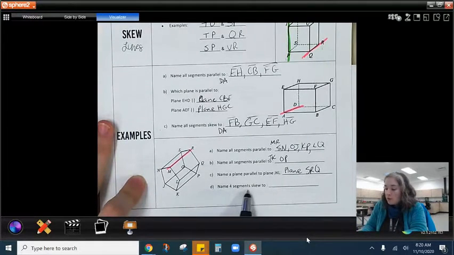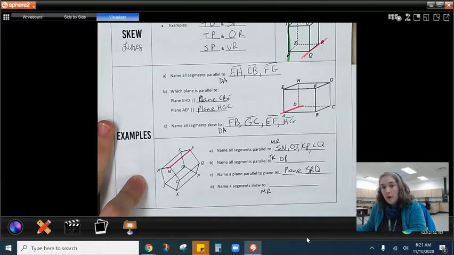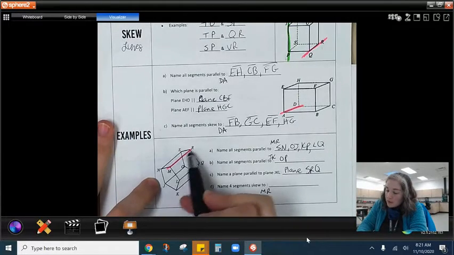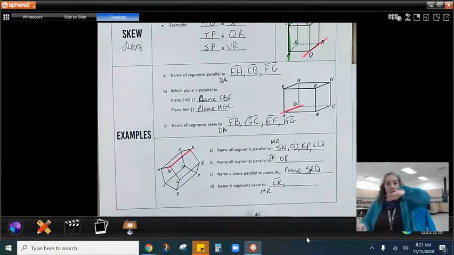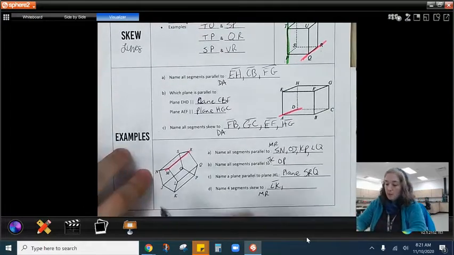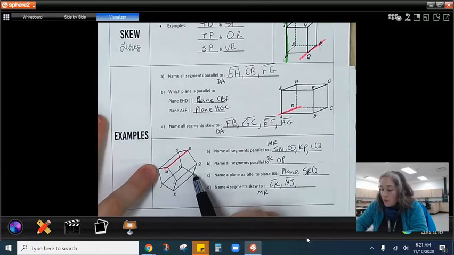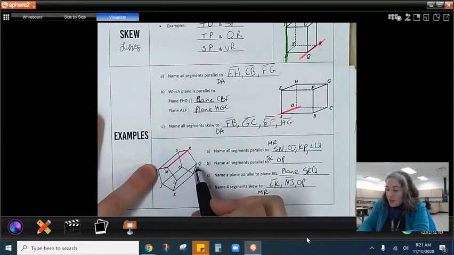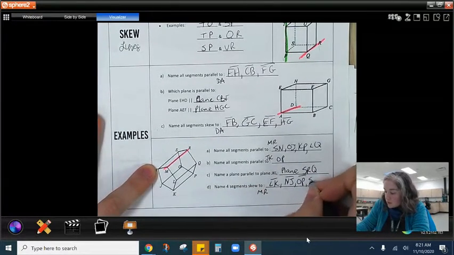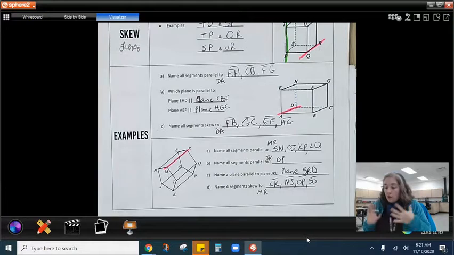And then the last one is name 4 segments skew to MR. All right, we want 4 segments that are skew to MR. Not parallel, but they also don't ever intersect. So with MR right here, a skew segment would be LK, right? Because we've got this guy and then there's this guy. Another one would be NJ or JN, right? Over here, NJ. We could also have OP, that guy. And we could even have SO. In fact, you can name at least 2 more, but I only said to do 4. So there are those ones.